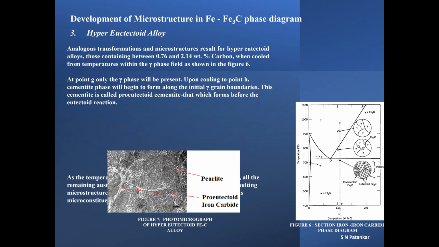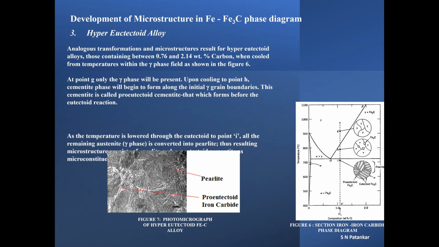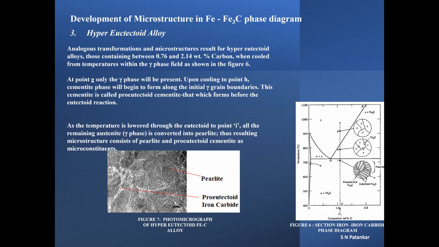As the temperature is lowered through the eutectoid to point I, all the remaining austenite gamma phase is converted into pearlite, thus the resulting microstructure consists of pearlite and proeutectoid cementite.